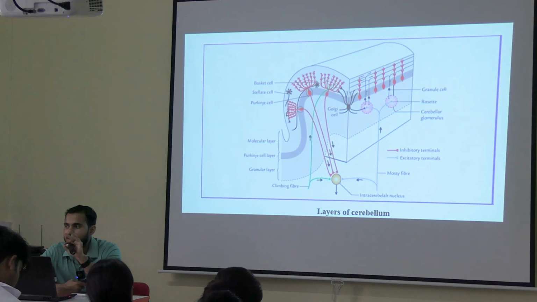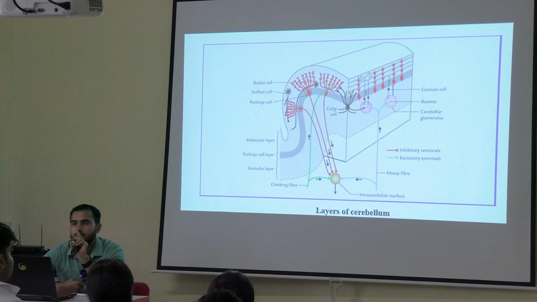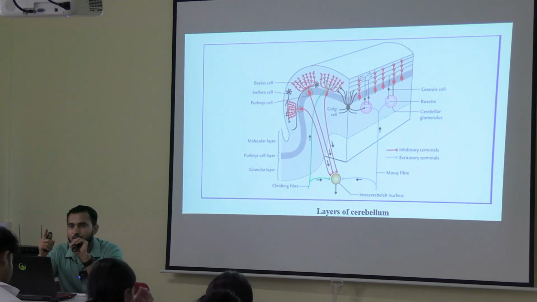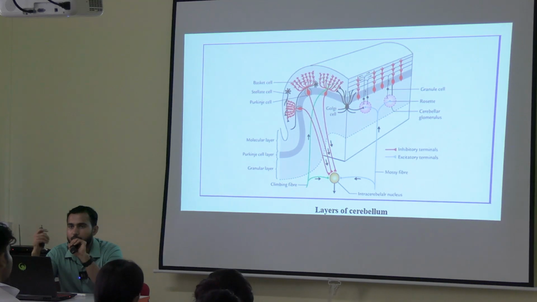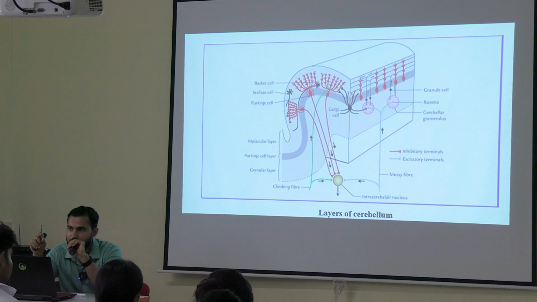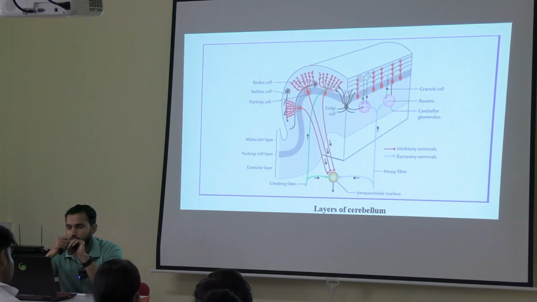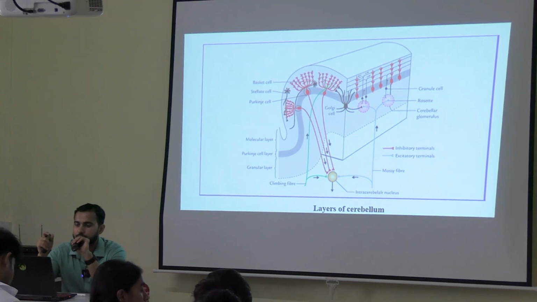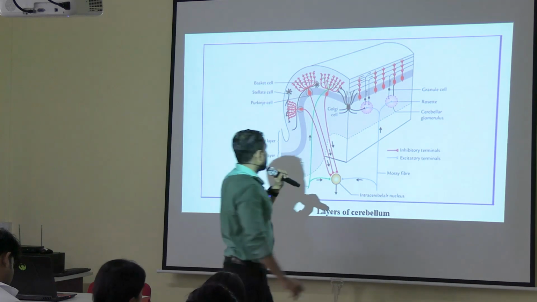Next, which is the next layer? The next layer is the Purkinje cell layer. In the Purkinje cell layer, you can see only one layer of Purkinje cells, not multiple layers. And also the cell bodies of the Purkinje cells are present.